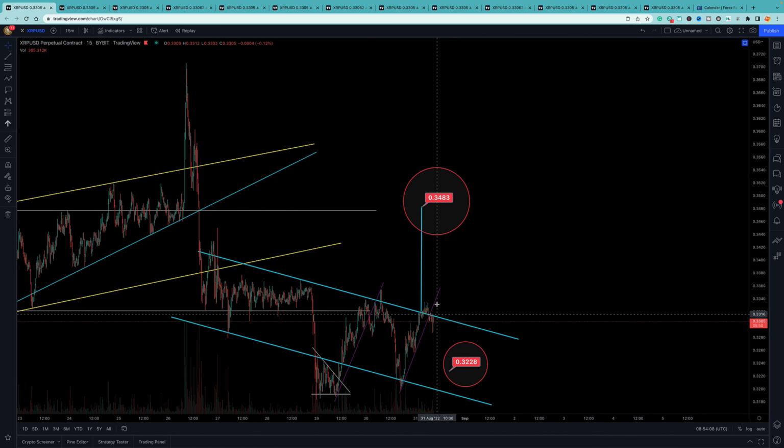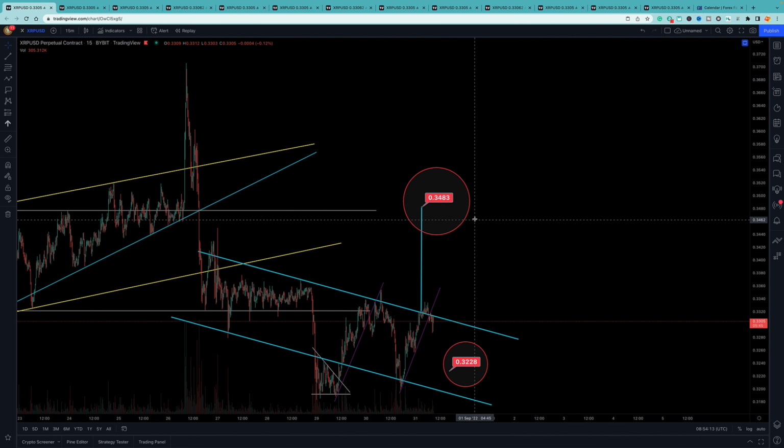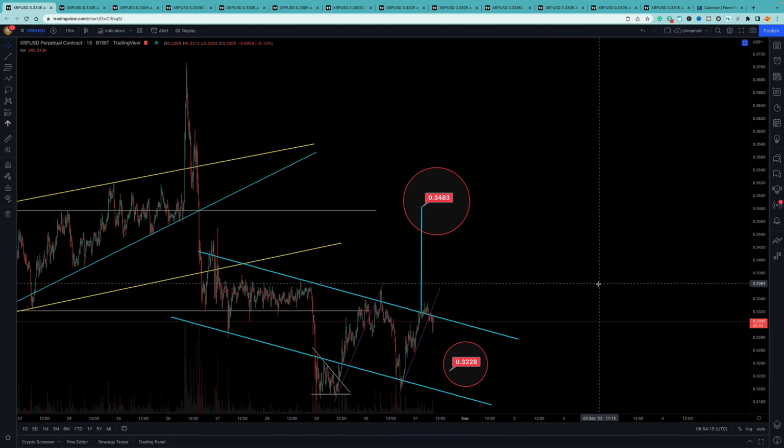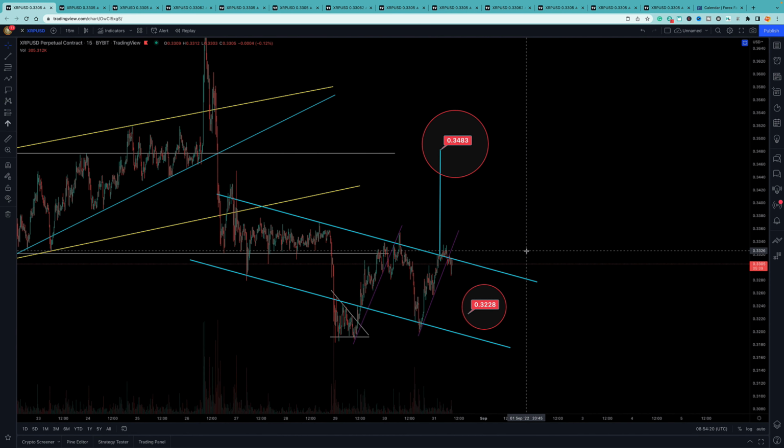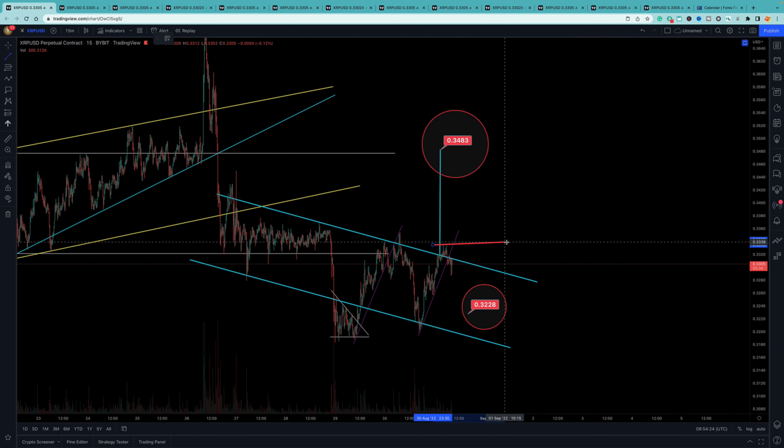So when this does pump, I think it'd be a good time to take profit here, let this do its reset, and then hop in again. So that's what I'm thinking. That's what I say to you about looking for an entry point.